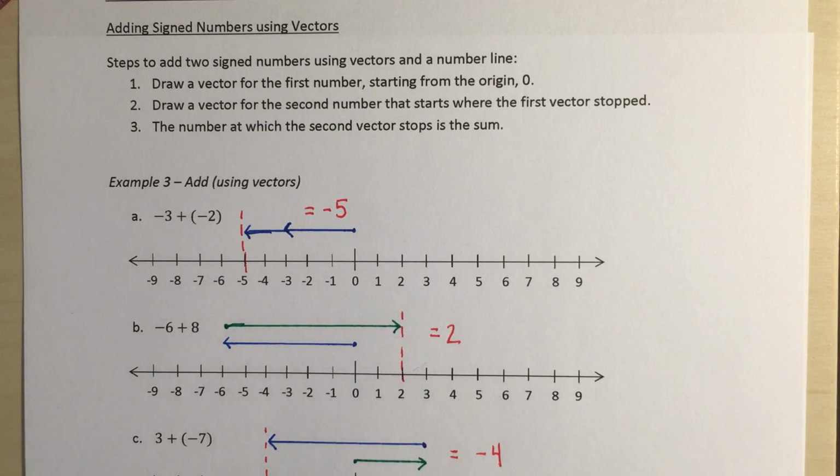So when we're adding using vectors, again, you can actually draw out the line if that's beneficial to you, or you can use a number line just to count. Remember, positive, you're always going to be going to the right. Negative, you're always going to be going to the left.